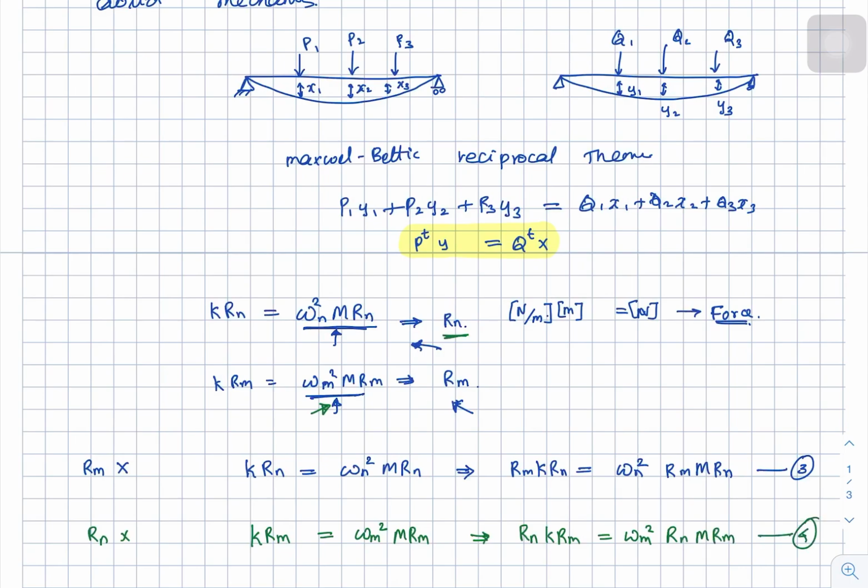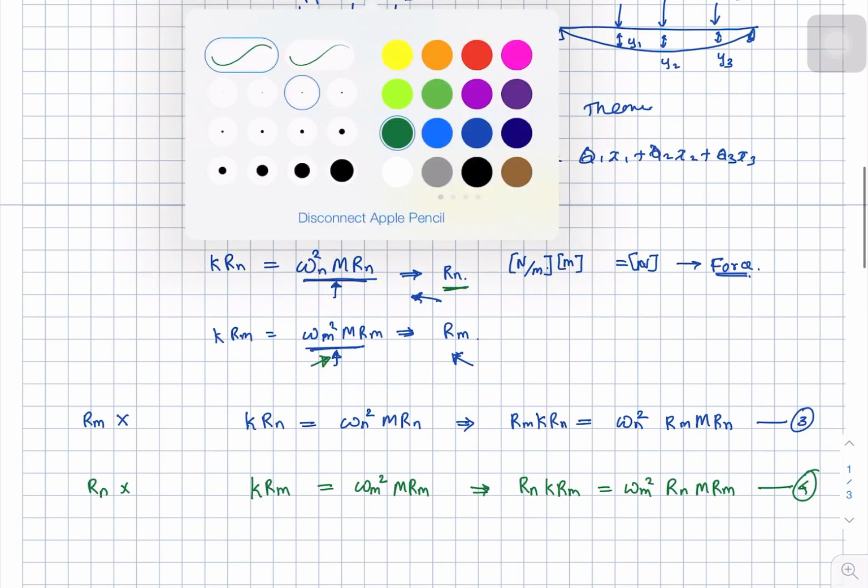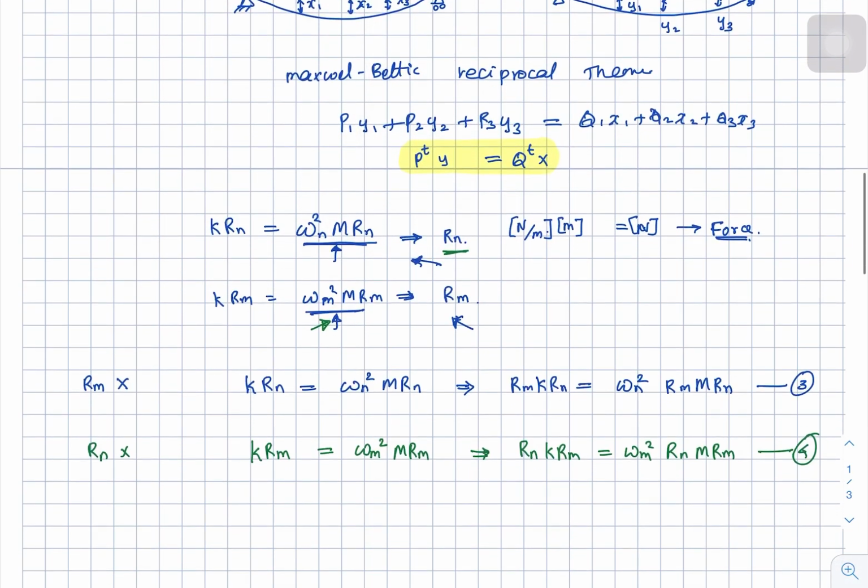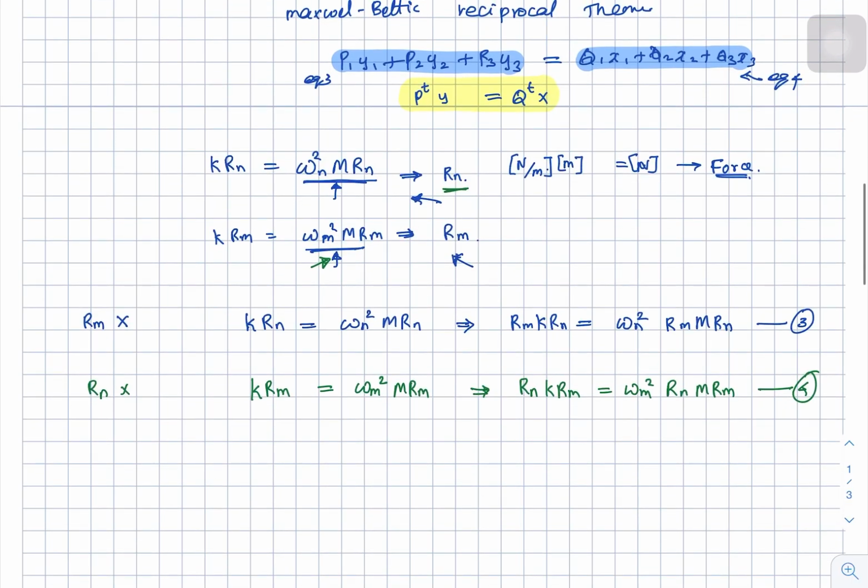So this is 4. So what I did, I have written this one as equation 3 and this one as equation 4, right? This one as equation 3 and this one as equation 4. So now I need to equate these 3 and 4. So I am equating 3 and 4.